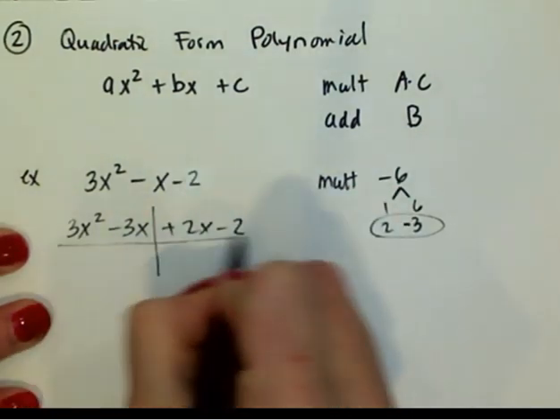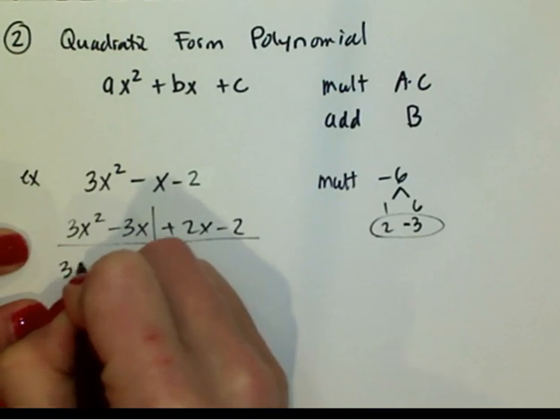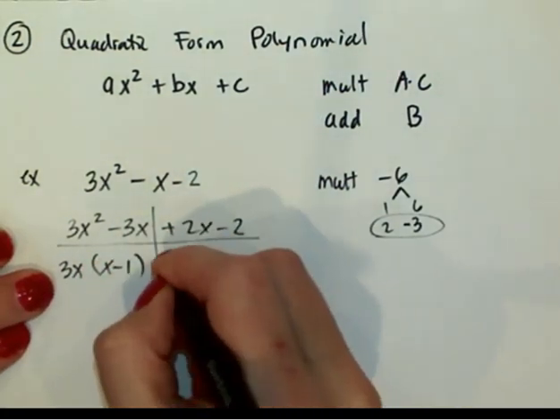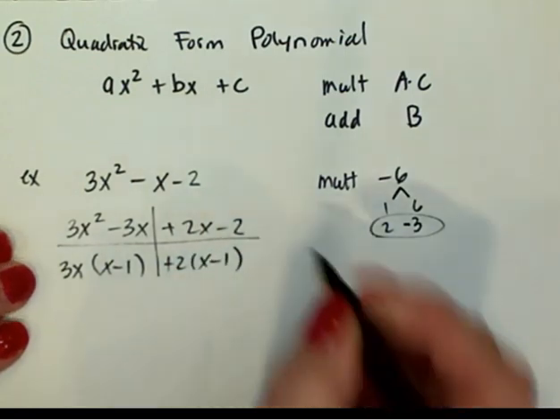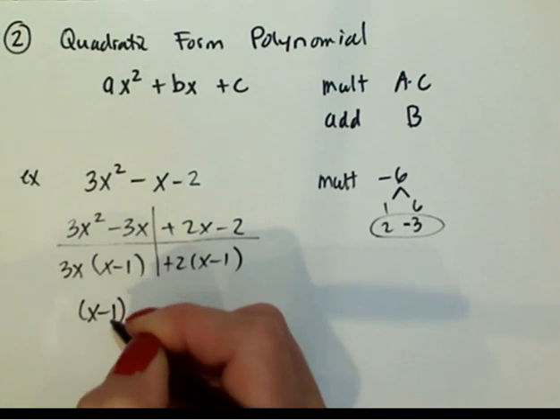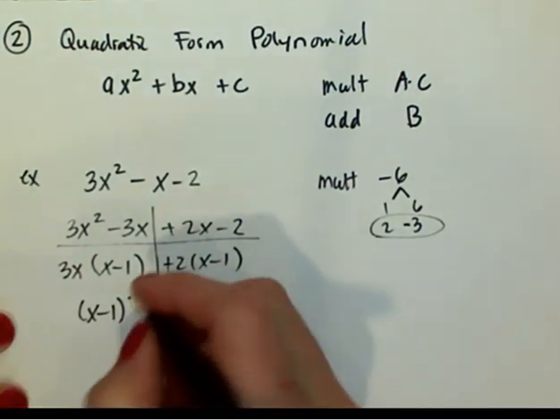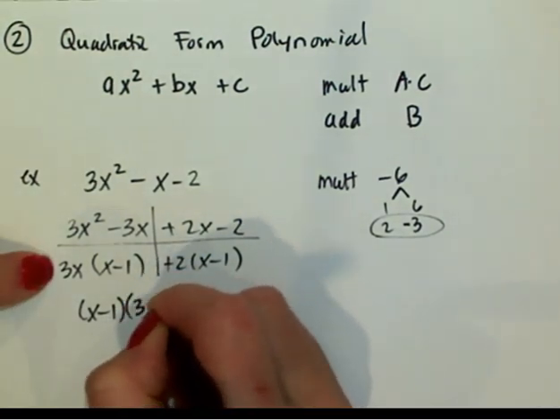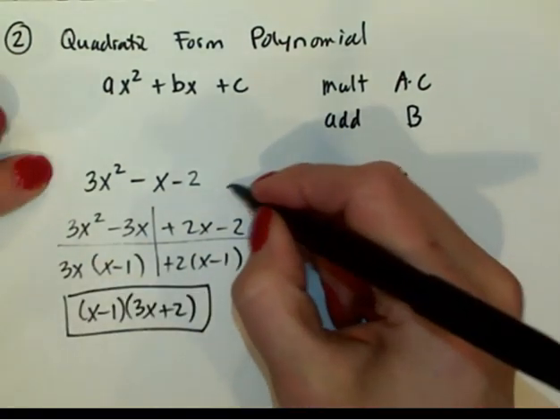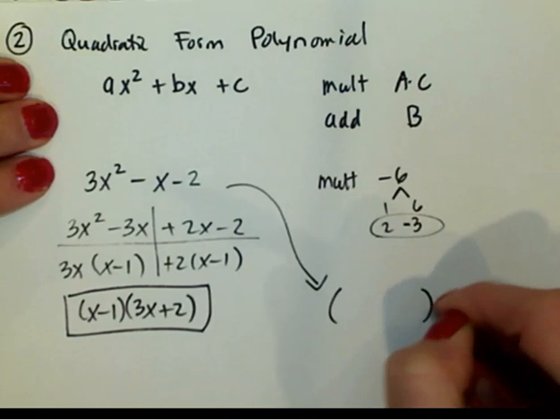Okay. GCF in the first pair, GCF in the second pair, and then factor out the x minus 1 as a common factor. Okay, and then take your other two parts, 3x plus 2. Okay, you may also consider guess and check.